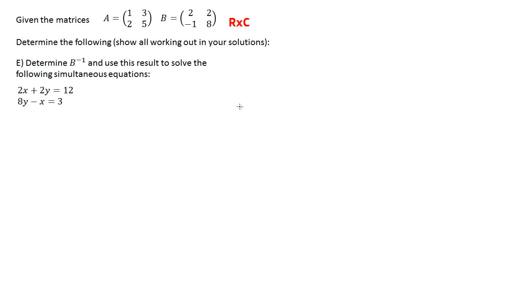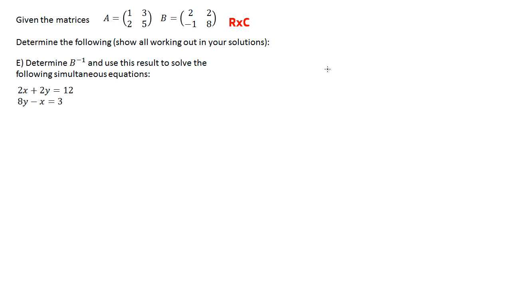Okay, and we're back to this question. Now, this is part E of the question, and this is to determine B to the power of minus 1, and then use the result to solve the simultaneous equations: 2x plus 2y equals 12. Now, the first thing that we gotta remember is how to do an inverse matrix.